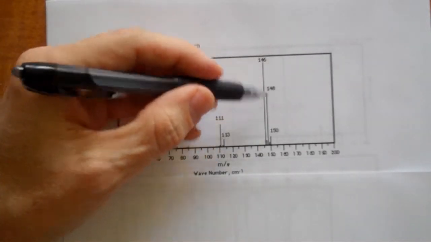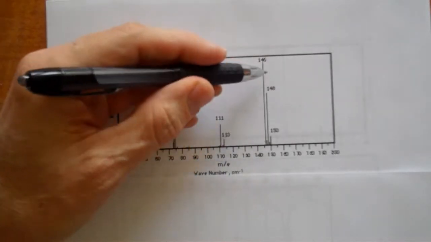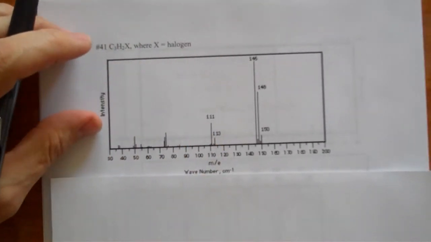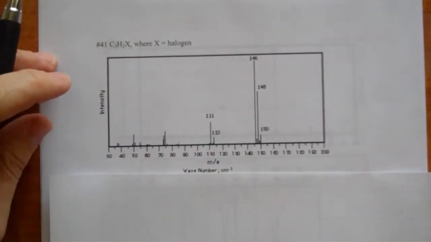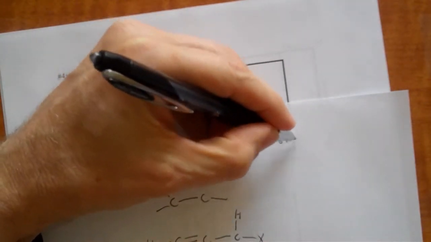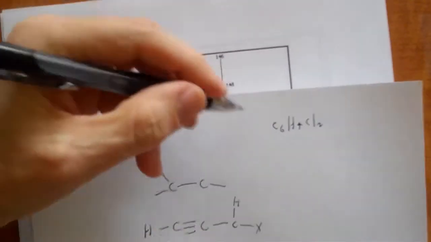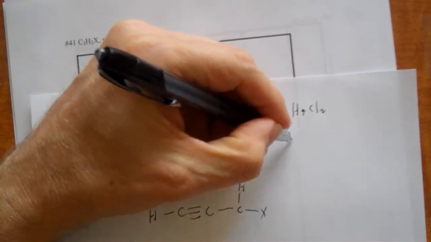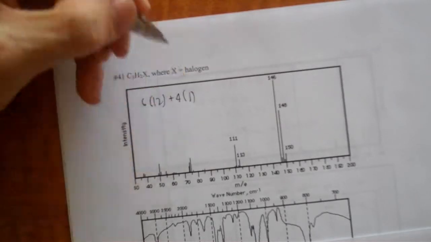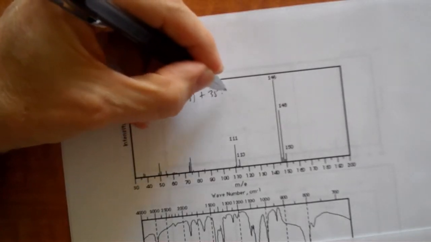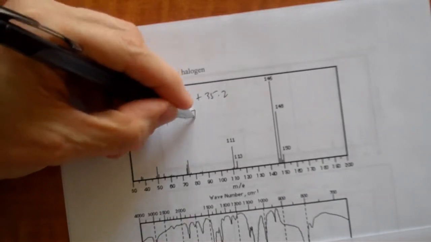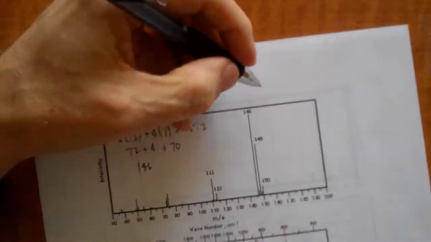So this could be a 1 to 3, but with 2 chlorines it's going to be a more complicated pattern, right? Which we did the Punnett square in class with bromine, but let's look at that. Let's suppose this is C6H4, and I'm going to say chlorine 2. 6 times 12 plus 4 times 1 plus 35 times 2 is equal to 72 plus 4 plus 70, which is equal to 146, which is what we have here.